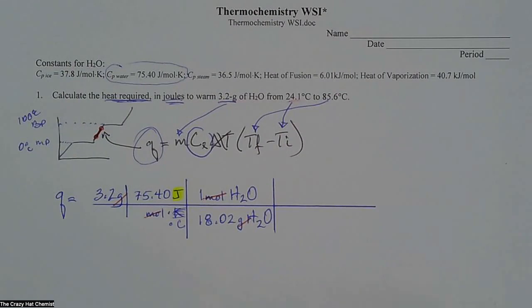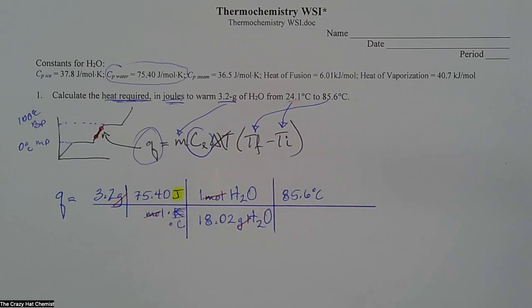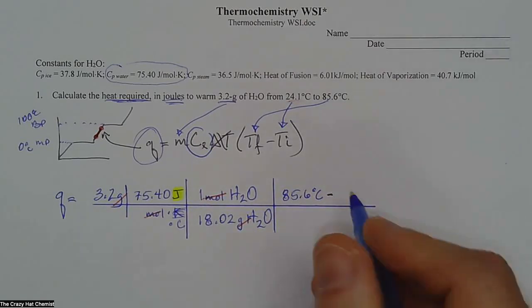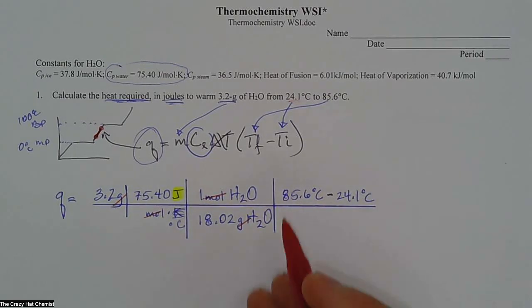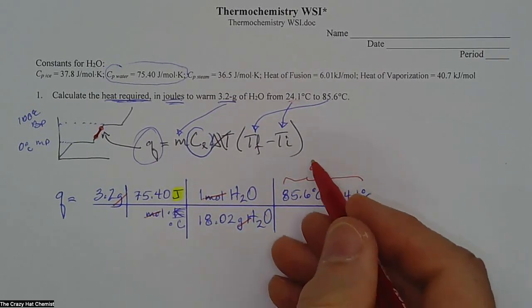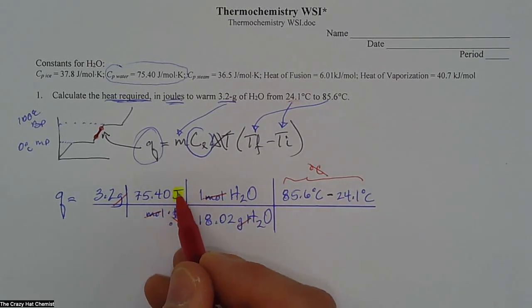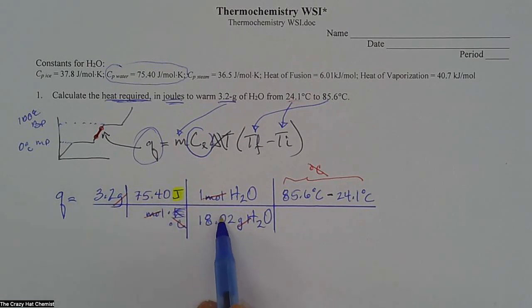So now what we're going to use is the final temperature minus the initial temperature. And the final temperature is 85.6 degrees Celsius minus 24.1 degrees Celsius. And then this whole term here is going to be degrees Celsius. There are not 2 degrees Celsius here, right? So it's just degrees Celsius. That's going to cancel out with that. And then we're going to be left with joules. So it's 3.2 times 75.40 divided by 18.02 times the difference between 85.6 and 24.1. And then we're going to have our heat term.